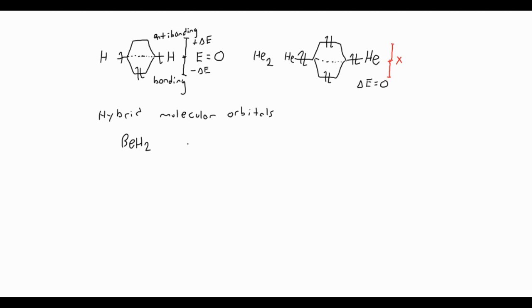So beryllium has one s orbital and one p orbital. We can see that from the periodic table. And these are just the orbitals that have electrons in them in the ground state. And we already know that hydrogen has one s orbital. So the beryllium orbitals are actually going to form a hybrid sp orbital.